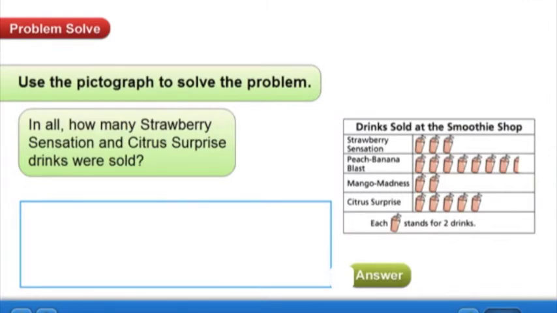Use the picture graph to solve the problem. In all, how many Strawberry Sensation and Citrus Surprise drinks were sold? Go ahead and count those up. And remember, you're counting by what? Twos.